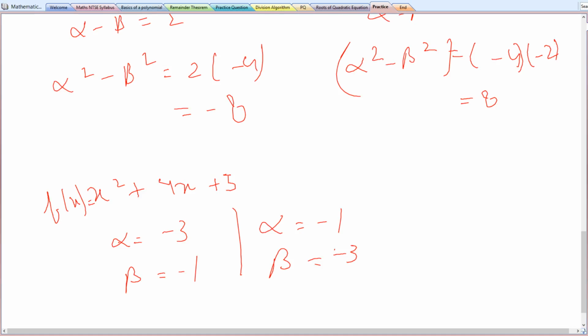But in this case, if the question comes in NTSE or an exam, how to solve this? In that case, you'll always give the positive answer. So the correct answer in MCQ questions will be 8.